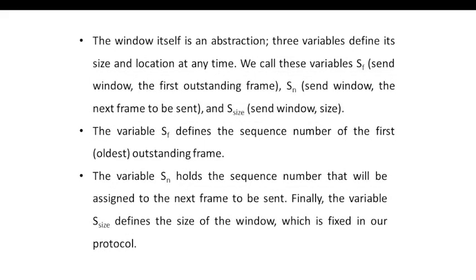The window itself is an abstraction. Three variables define its size and location at any time. We call these variables SF, the send window first outstanding frame, SN, the send window next frame to be sent, and S size, the send window size.